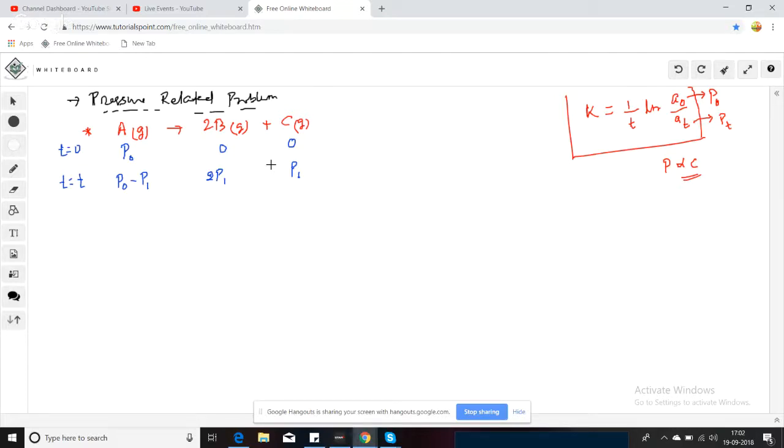If I ask you what is the total initial pressure? Initial pressure is P naught, because there is only A, there's no B and C. So total initial pressure means you have to add all these pressure terms, right? Since there is no B and C, total initial pressure is P naught only. What is the total pressure at time t?